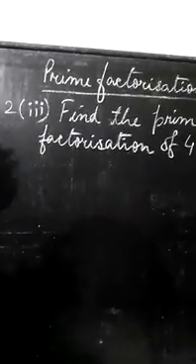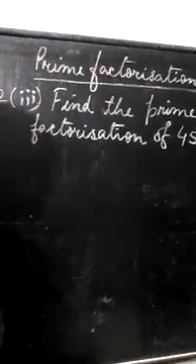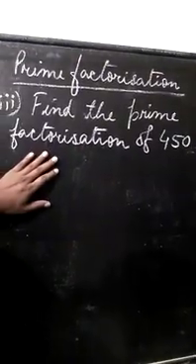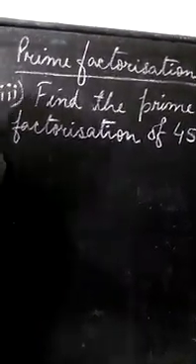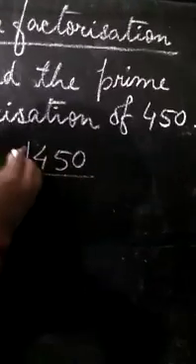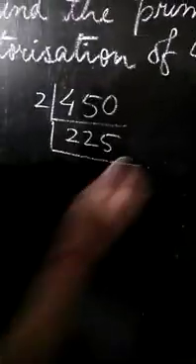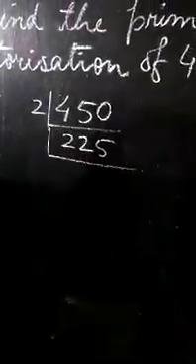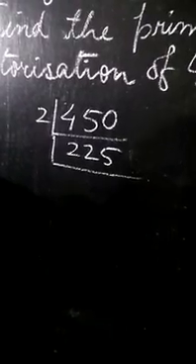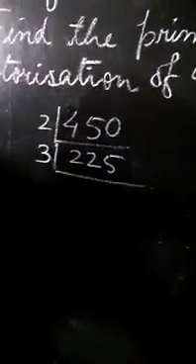Now our next question, question number 2, the third one. Find the prime factorization of 450. The solution to this question: 450, if we divide by 2, we get 225. Now this 225 is not divisible by 2. We cannot divide it by 2. Let us divide it by 3.